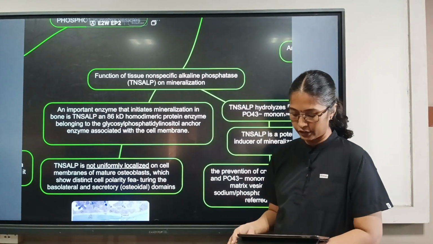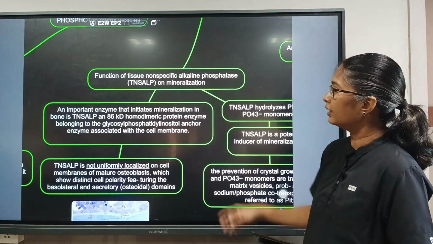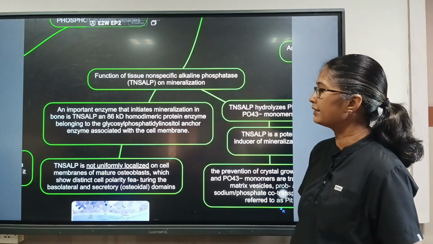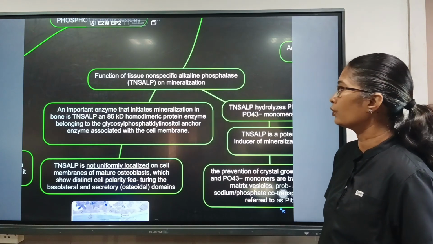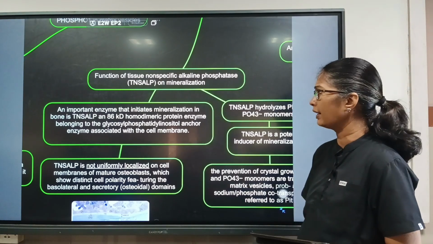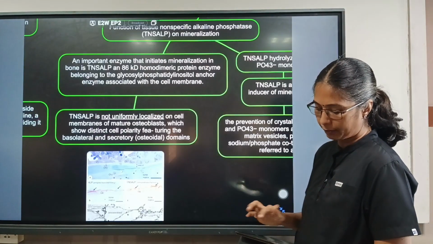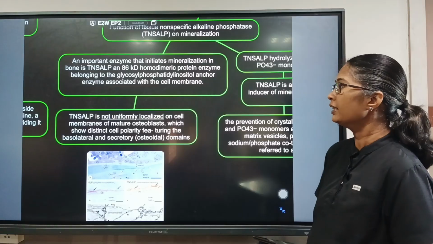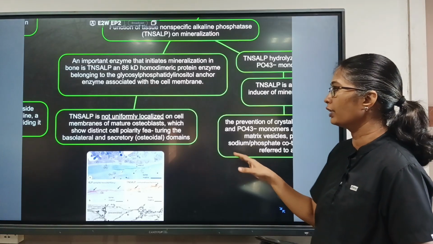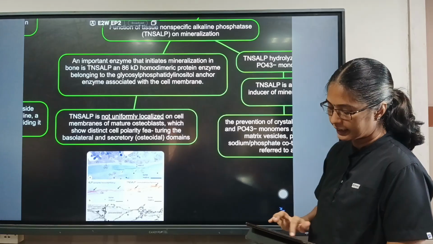The next is TNSALP, which we have already seen, tissue non-specific alkaline phosphatase. It is an important enzyme that initiates mineralization in bone, an 86 kD homodimeric protein enzyme belonging to the glycosylphosphatidylinositol-anchored enzymes associated with the cell membrane. TNSALP is not uniformly localized on the cell membranes of mature osteoblasts, which show distinct cell polarity. In the region of osteoid, it is more expressed, but not throughout the cell membrane.